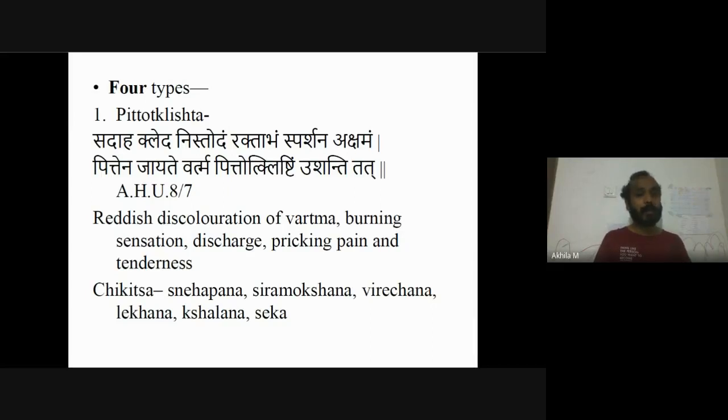Pittena Jayade Varma, Pittotkrishtam Usandita. Due to the vitiation of Pitta, they are raised. Daha, Kleda, Nistoda, Vekta, Bhavanatam, Sparsana Akshamada. With these conditions, redness, discoloration, burning sensation, discharge, pricking pain and tenderness will be there. So definitely we have to do some Pitta Hara Chikitsa: Snehapana, Siravyadha, means Rakta Moksha, can be advised, Virechana, Lekhana, Seka can be advised for Pittotkrishta.